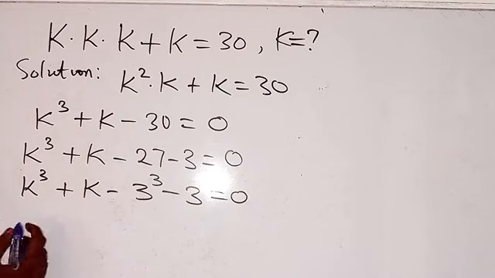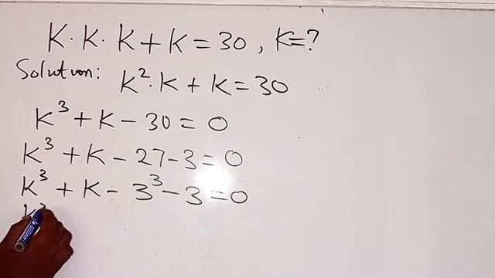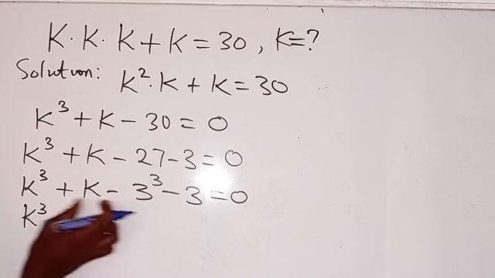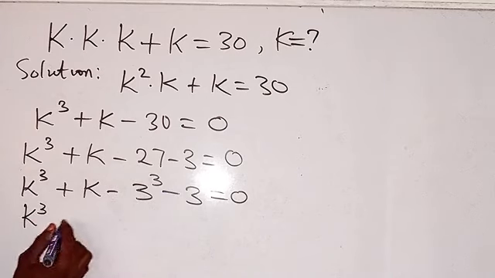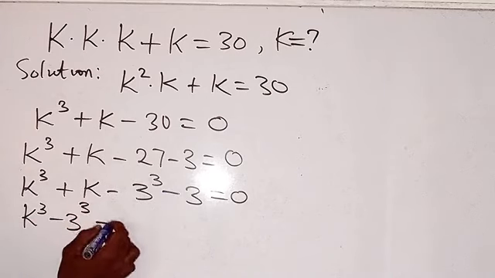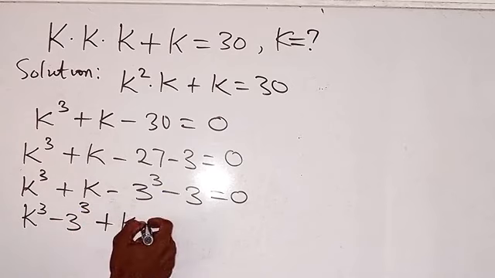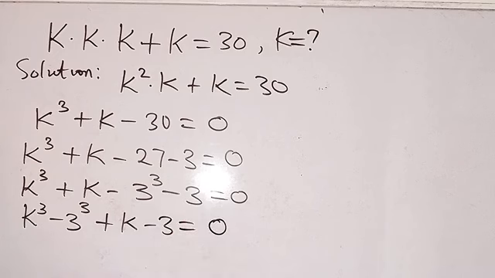So let's see. Now from here we have K to the power of 3. We can combine those that have the same powers: K to the power of 3 minus 3 to the power of 3 plus K, then minus 3 equals 0. So now from here, how are we going to proceed? We have K to the power of 3 minus 3 raised to the power of 3. So there's something we can do here.